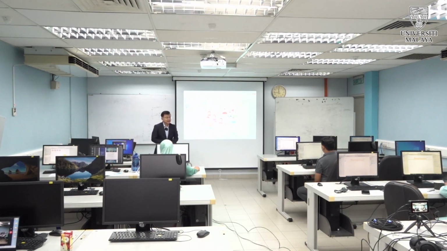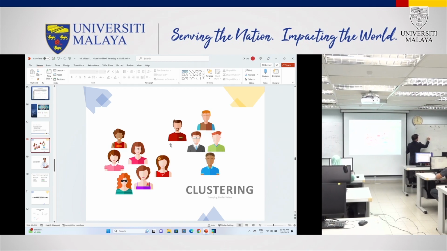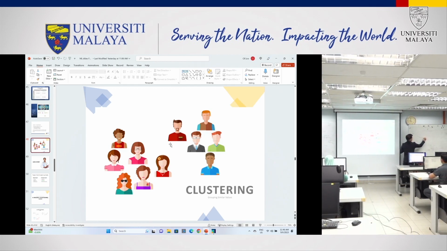Okay. So welcome back to the second section. So now kita akan belajar tentang clustering. So clustering is a type of unsupervised learning. So dalam machine learning ada dua jenis. One is called unsupervised. Satu lagi is called supervised.